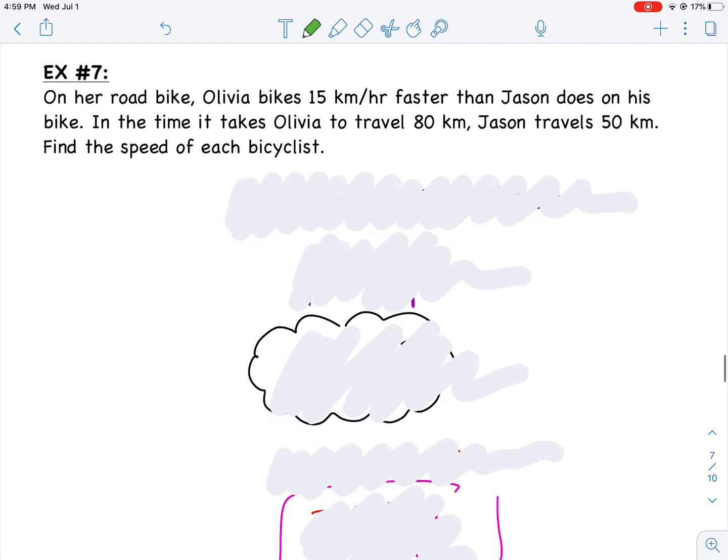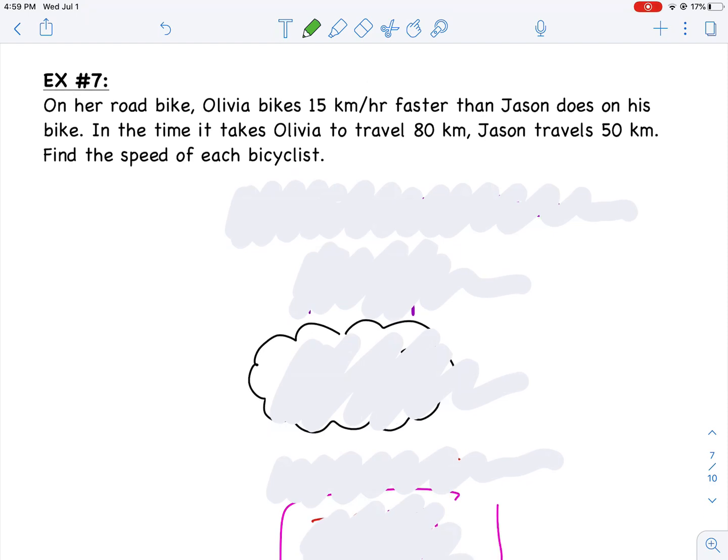I'm going to think about the important information in this word problem. I notice that they give me a value here, 15 kilometers per hour. Is this Olivia's speed or her rate? It says here Olivia travels 80 kilometers. Isn't that Olivia's distance? And Jason travels 50 kilometers. Isn't that Jason's distance? So I know Olivia's distance, I know Jason's distance, and I know Olivia's speed. We don't know the speed of Jason though, do we? Okay, what do we know, and how can we put this into a math problem?